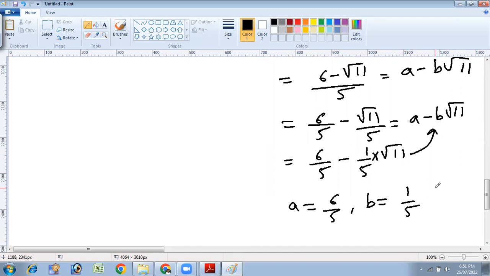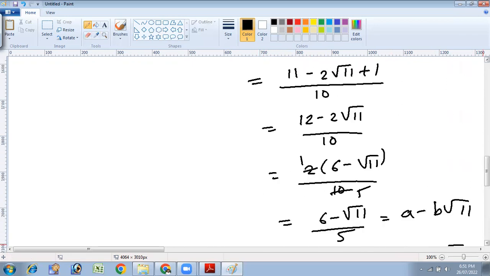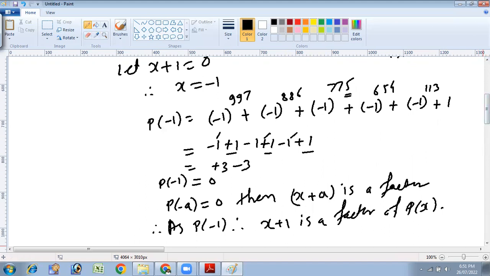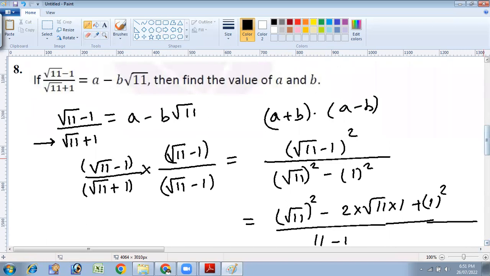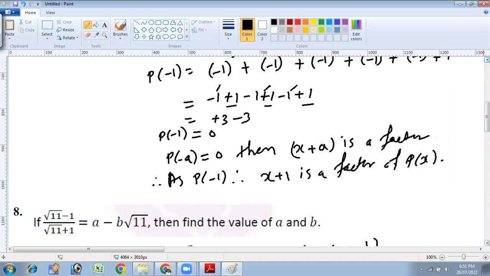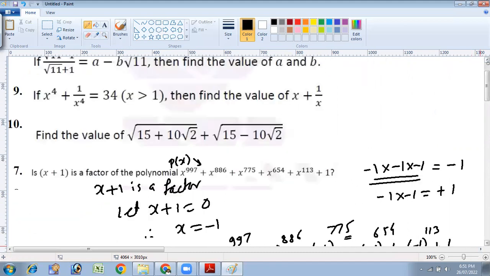Understand? Yes, sir. Both the values you are getting. So your answer is correct? No, sir. Not solved. Sir, I tried solving, but the answer is not correct. So consider in exam also, if it is not rationalized, rationalize it. Then you will get the answer.